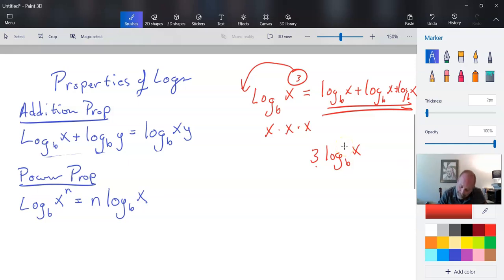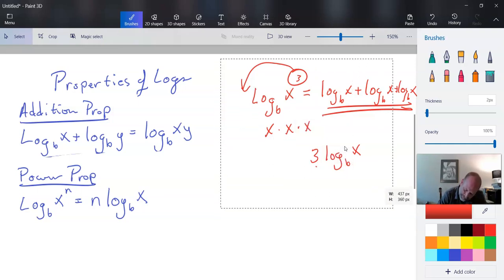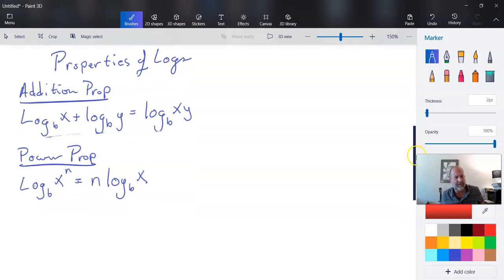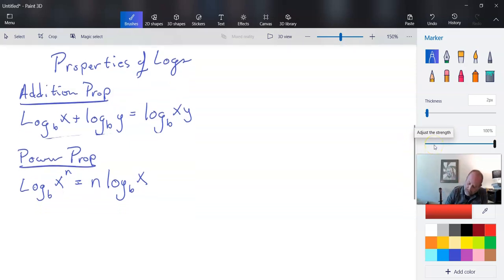Now the third one that we're going to use, and it looks like I'm going to be able to keep all these rules on the same palette, so that's good, is the subtraction rule. And the subtraction rule really gets used as a combination of the power rule and the addition rule. So, subtraction property.